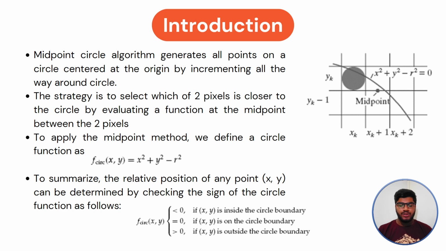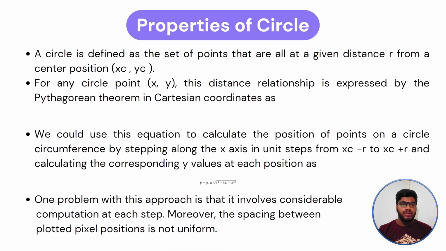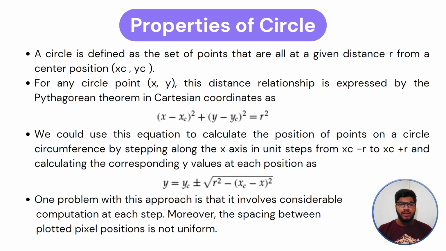If (x, y) is inside the circle boundary, f(x, y) is less than 0. If (x, y) is on the circle boundary, it is equal to 0. And if (x, y) is outside the circle boundary, then it is greater than 0. This is the introduction to the circle generating algorithm.